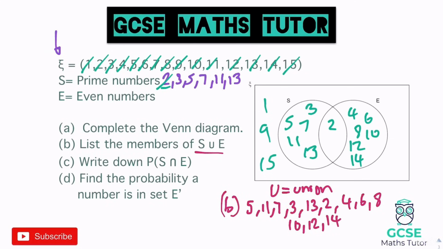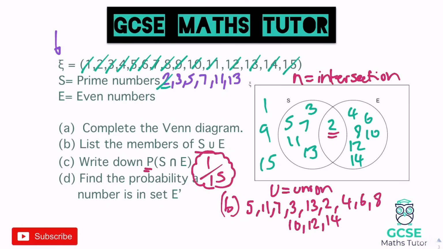Let's have a look at part C. Write down P(S ∩ E). Now that P at the start just stands for probability, so write down the probability that it's in S ∩ E. Now that ∩ is a different symbol again, and it stands for the intersection. So this is asking me, what's the probability of picking the number that's in the intersection? In the intersection, we only have this number 2. So there's one number, so for part C I'd say one number out of, because it's a probability, 15 numbers in total. So the probability would be 1 out of 15 for part C.